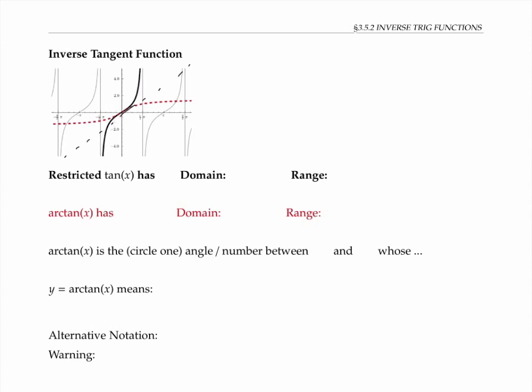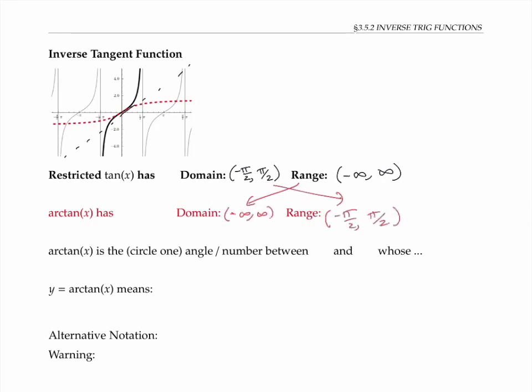In the previous two examples, our choice of restricted domain for sine and for cosine was also a convention that led to a conveniently defined inverse function. In any case, based on our choice, our restricted tan function has domain from negative pi over 2 to pi over 2. We don't include the endpoints in that interval because our restricted tan function has vertical asymptotes at negative pi over 2 and pi over 2, so it's not defined there. The range of our restricted tan function is from negative infinity to infinity. Therefore, our arctan of x has domain from negative infinity to infinity and range from negative pi over 2 to pi over 2.